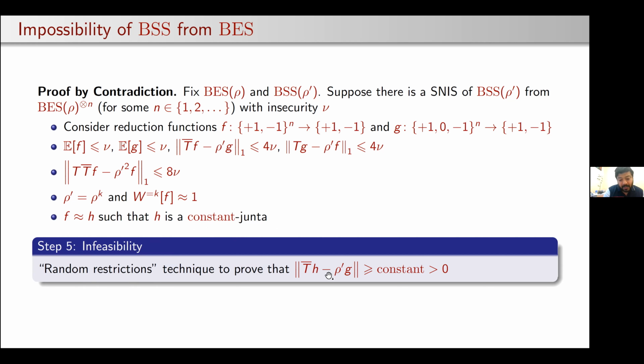Then we consider the first one of the security constraints, that T bar of h must be close to g. However, using random restrictions, we prove that this must be a positive constant. And this positive constant depends on the maximal correlations rho and rho prime. So we prove that if such a secure non-interactive simulation exists, then it must be constant insecure.